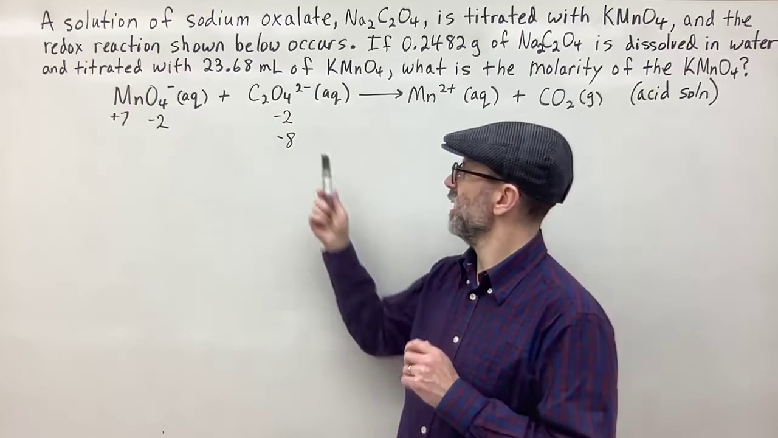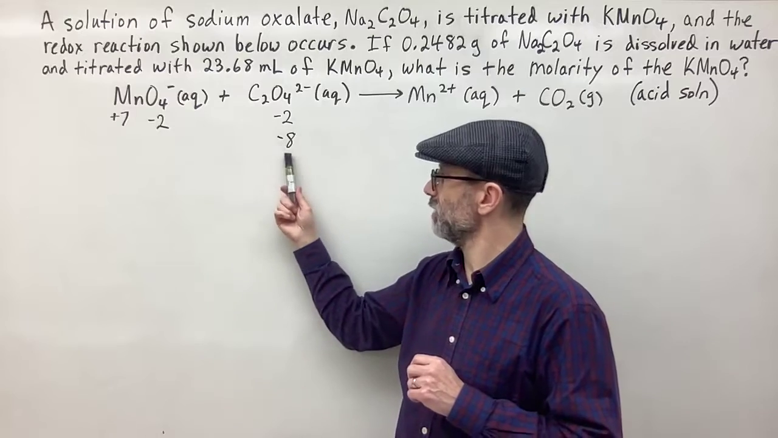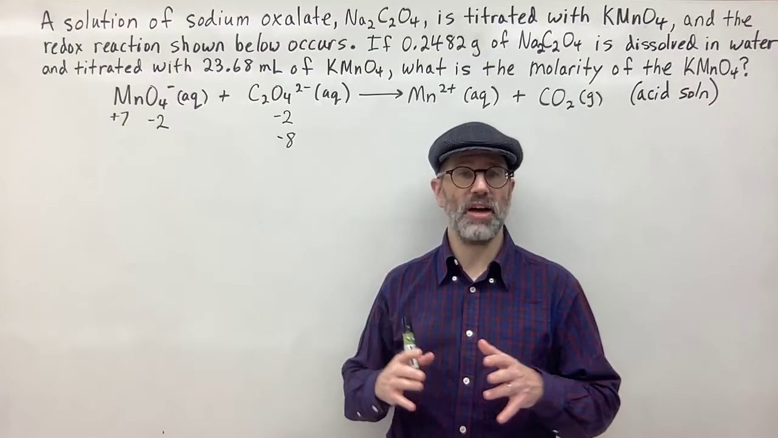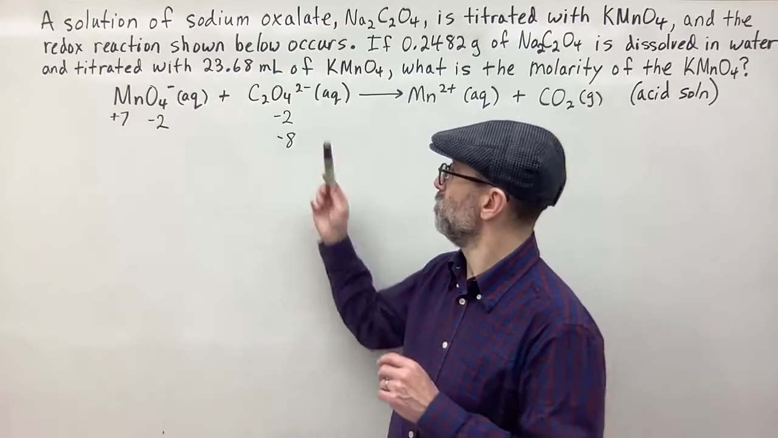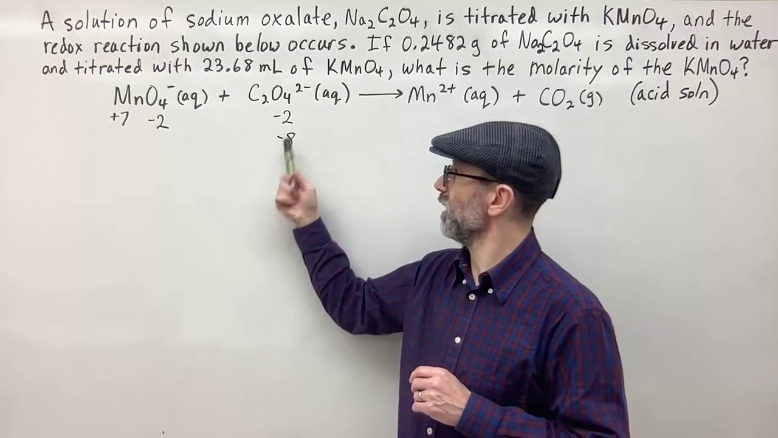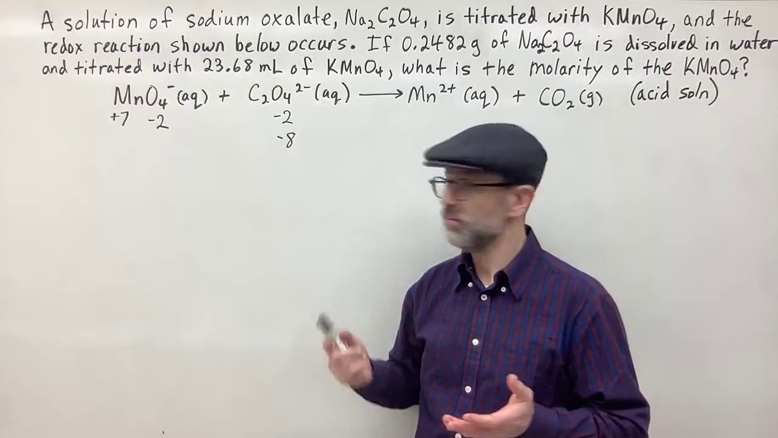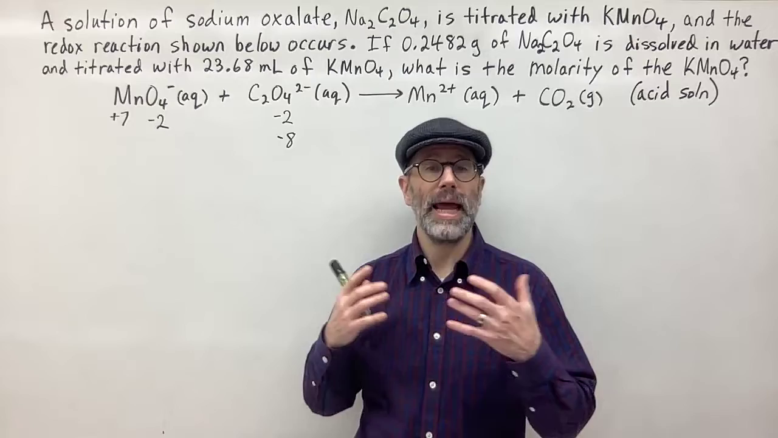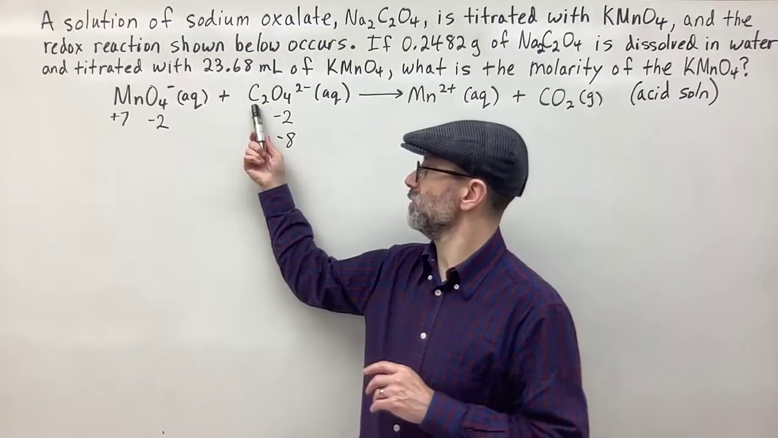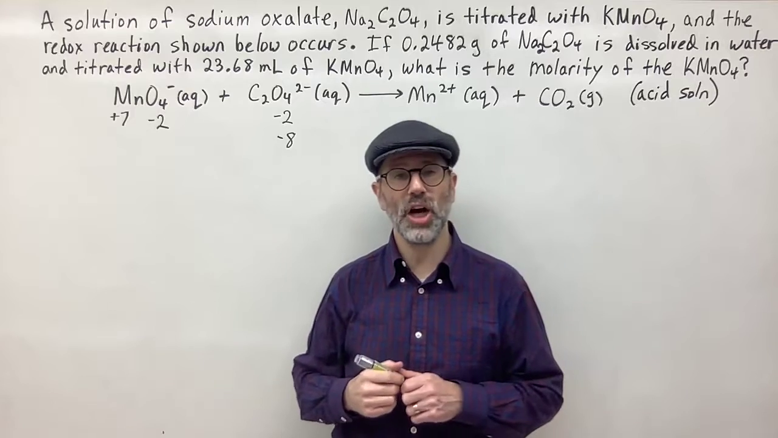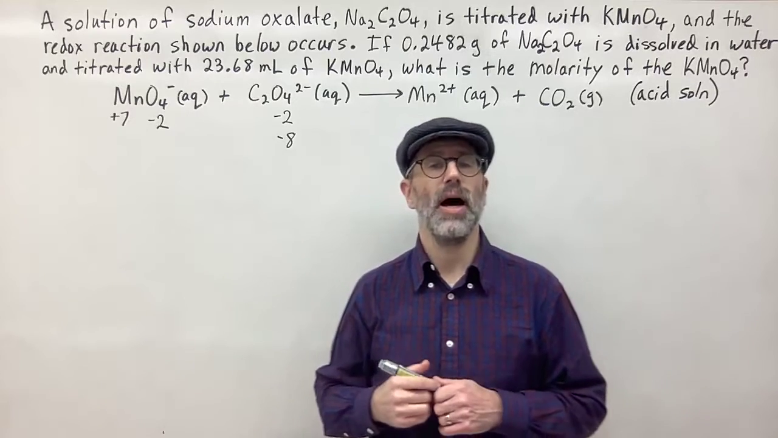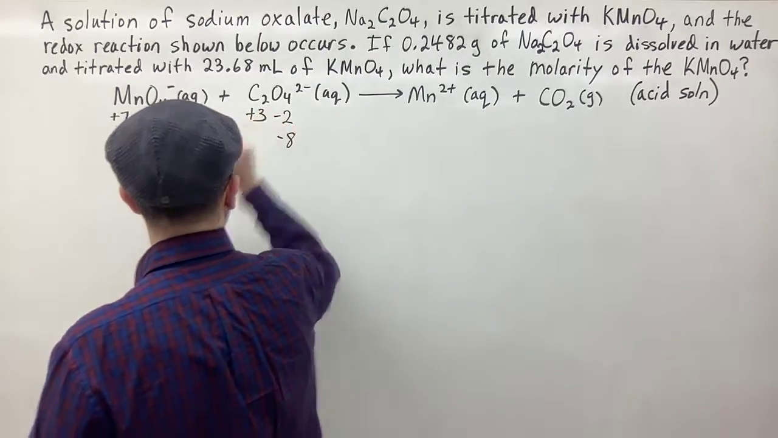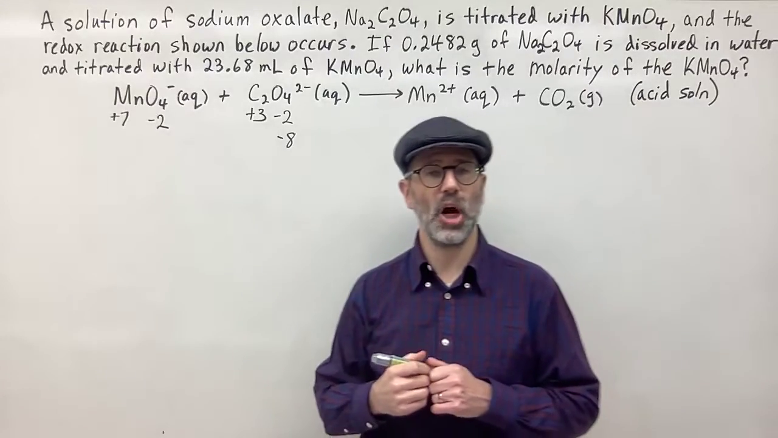So in order to get a 2 minus charge from the -8, the 2 carbons have to have an overall oxidation state of +6, because +6 and -8 gives us a 2 minus. So the 2 carbons together, their oxidation states must equal +6. If we divide the +6 between the 2 carbons, each carbon would have an oxidation state of +3. So that tells us that the oxidation state on the carbon is +3.